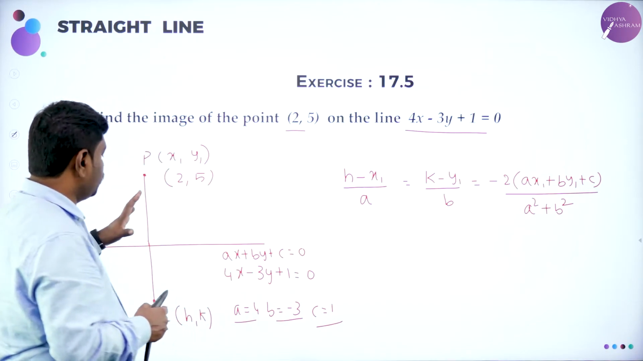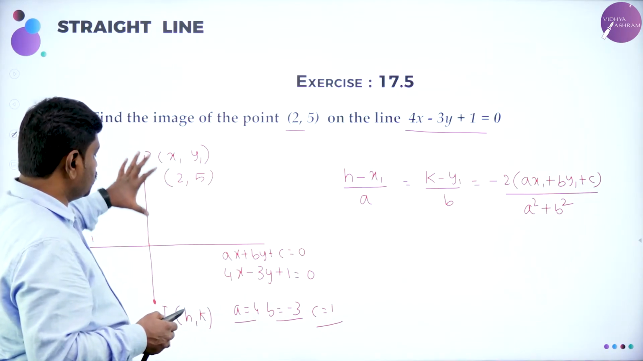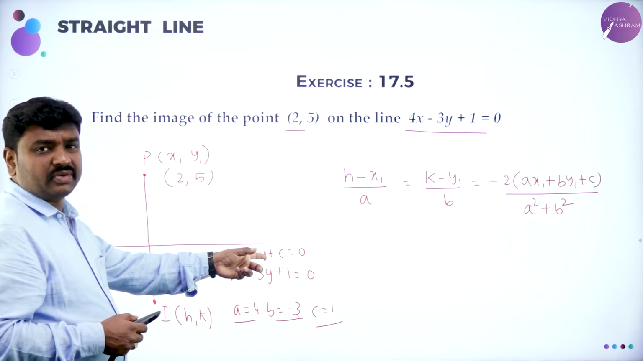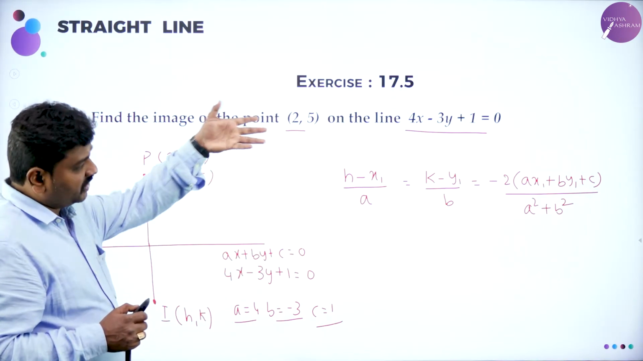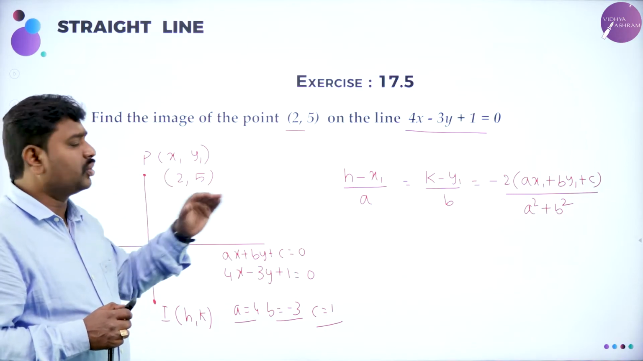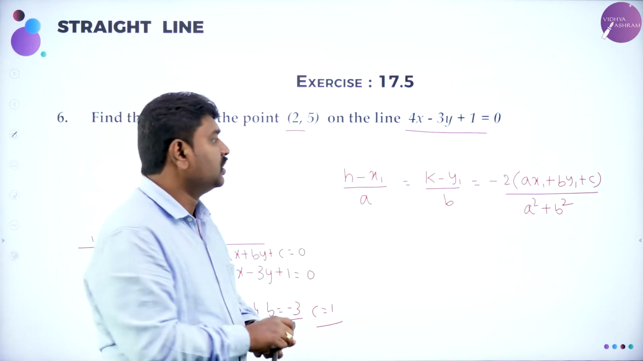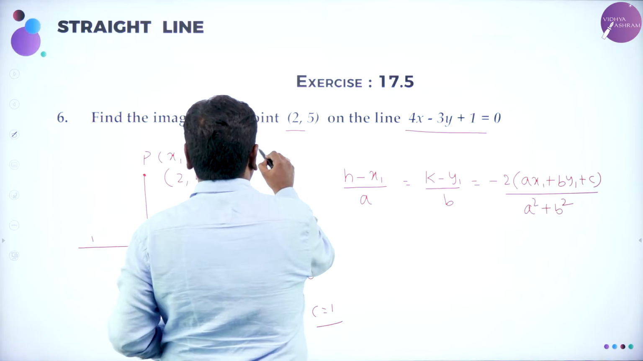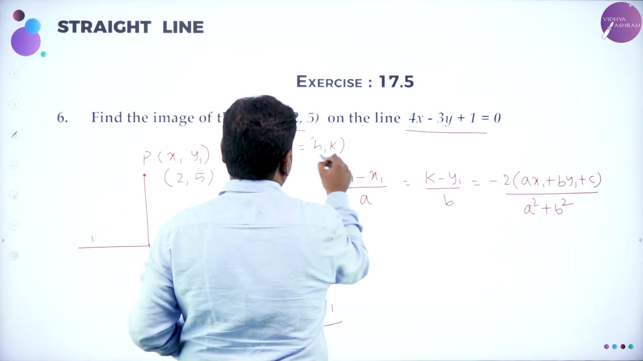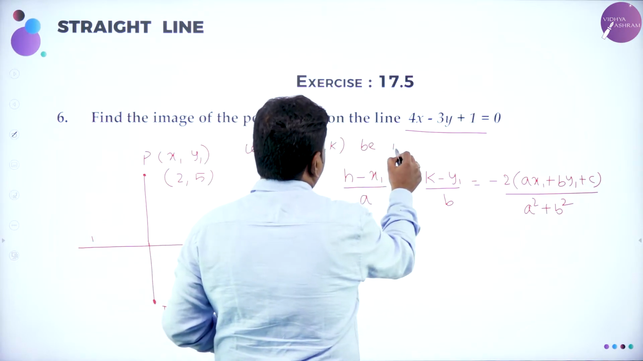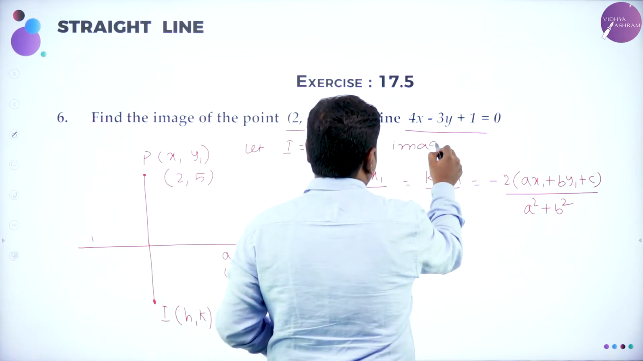Here also what we'll do is, the line joining these two is perpendicular to ax plus by plus c equal to 0. Product of slopes is minus 1. Equating that, we'll arrive at it. But no need to go roundabout, directly you can use the formula. So in the beginning, we should mention, let I equal to (h, k) be the image of the point. This is our assumption.